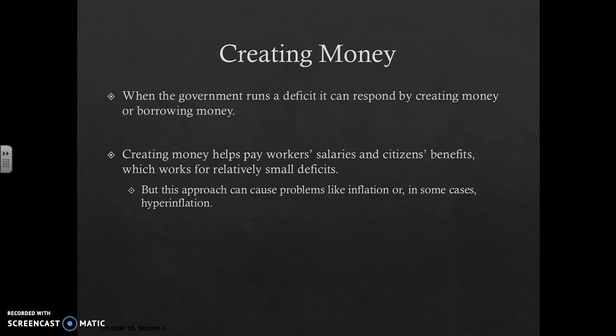Well, how's money created? When the government runs a deficit, it can respond by creating money or borrowing money. You can't just go and print a whole bunch of money because then it devalues it. So you have to just borrow it. Creating money helps pay workers' salaries and citizens' benefits, which works for relatively small deficits. But this approach can cause problems like inflation because you've increased the money supply. In some cases, hyperinflation.